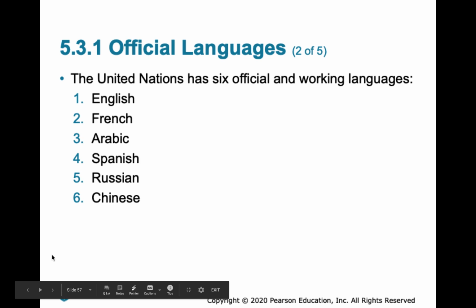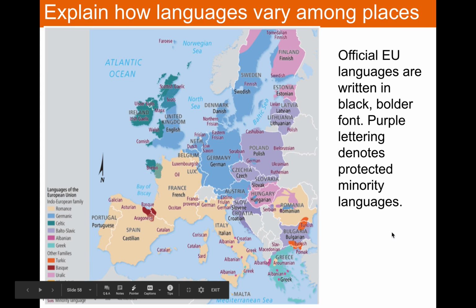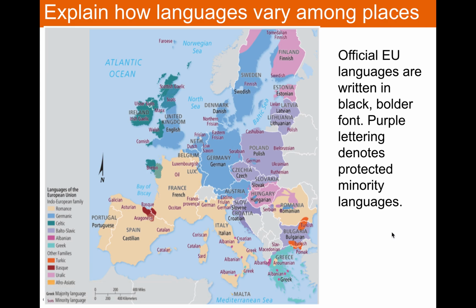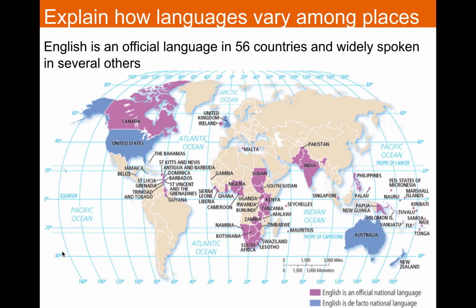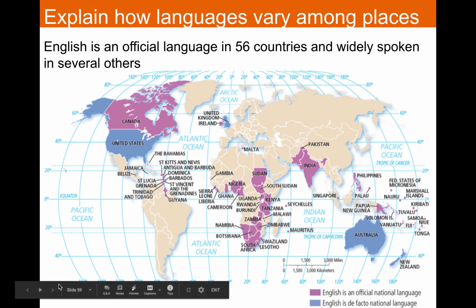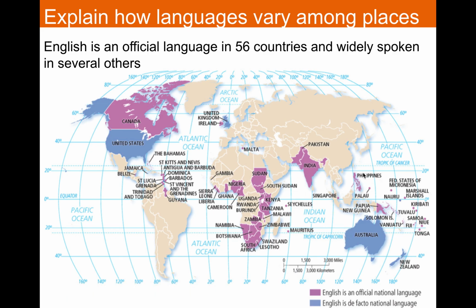When we look at the United Nations, it has 6 official languages, noted right here. The official EU languages are written in black. And we can see that the official languages come from various branches and also various language families. English is the official language in 57 countries. We can see the distribution. Again, much of that is distributed by colonialism, mostly British and then later American.